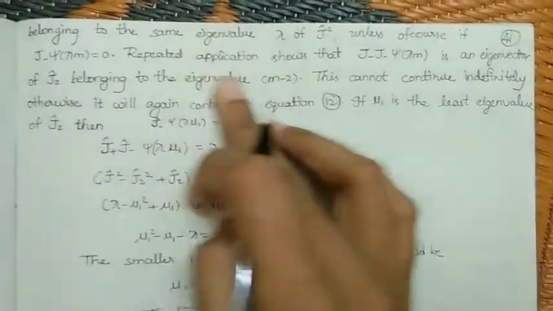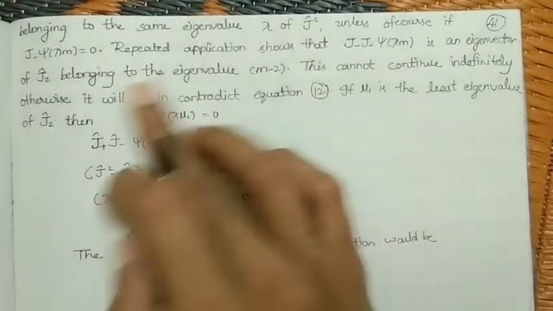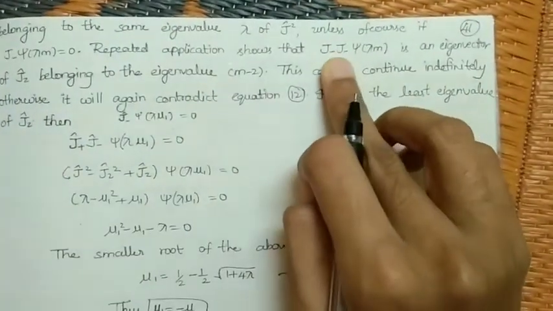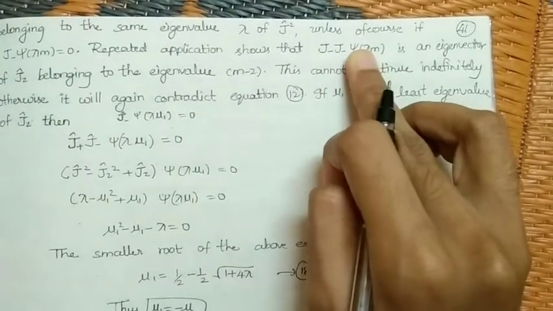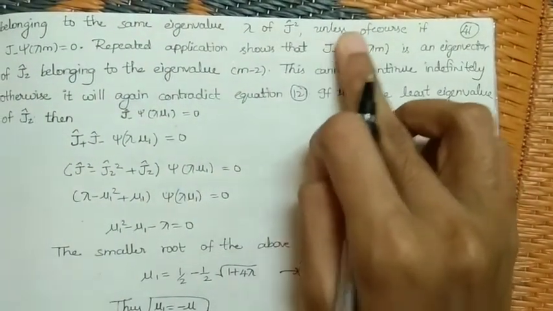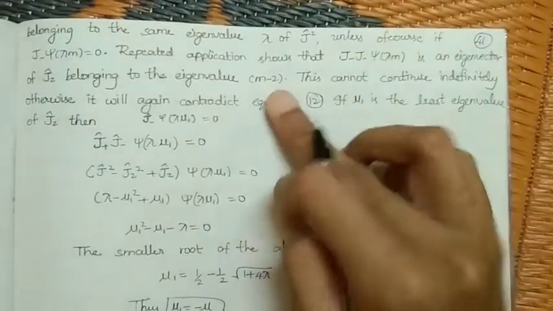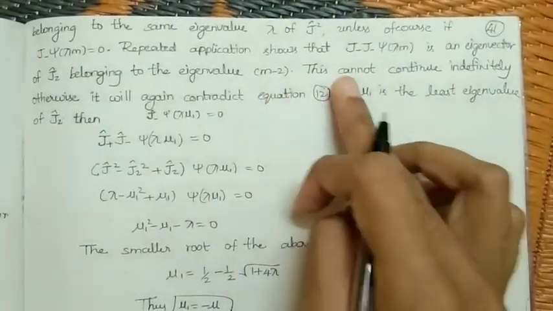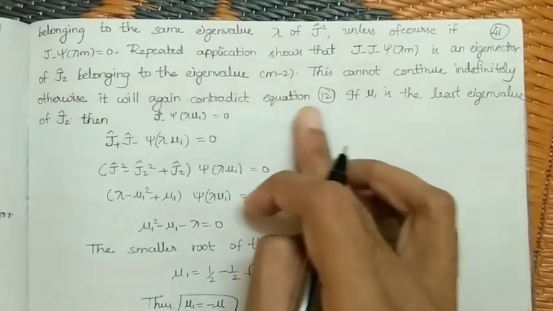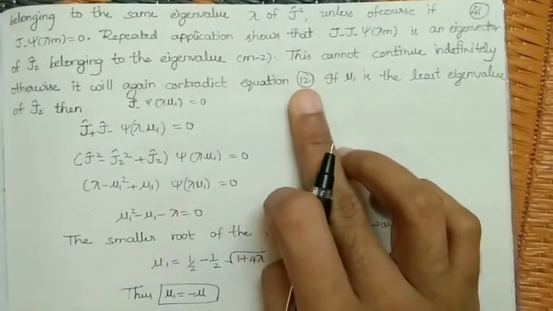So repeated application shows that J minus xi of lambda m is an eigenvector of Jz belonging to the eigenvalue m minus 2. That means first we are operating one time with J minus on xi of lambda m, and again a second time we are operating J minus on this wave function. So hence we have m minus 2. This cannot continue indefinitely, otherwise it will again contradict equation 12.